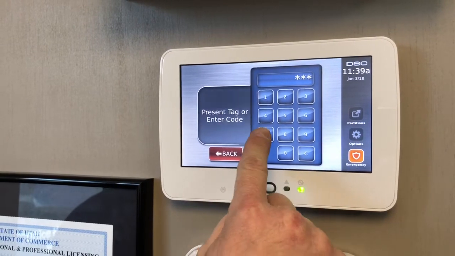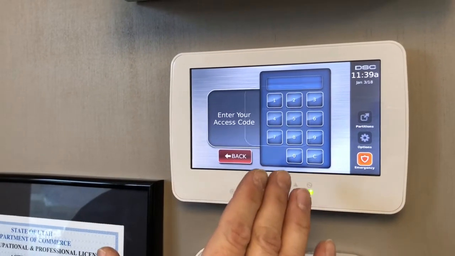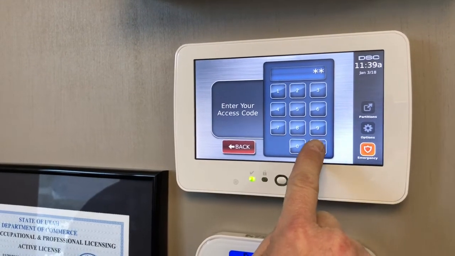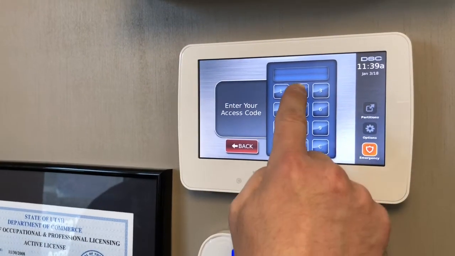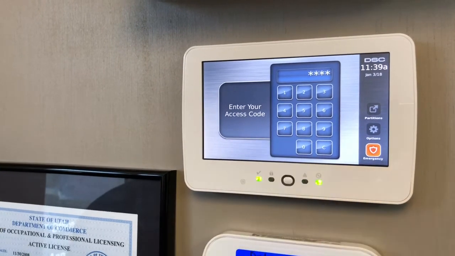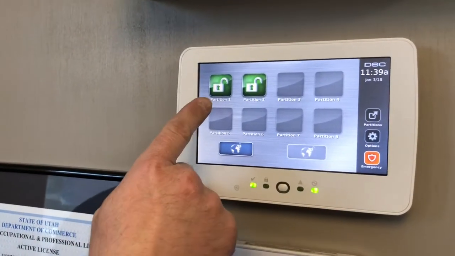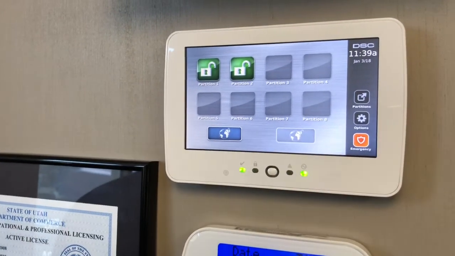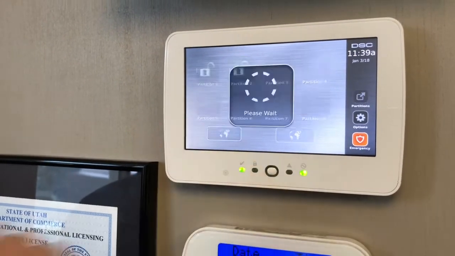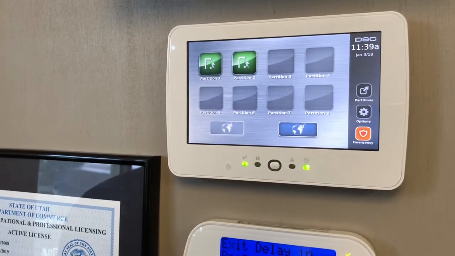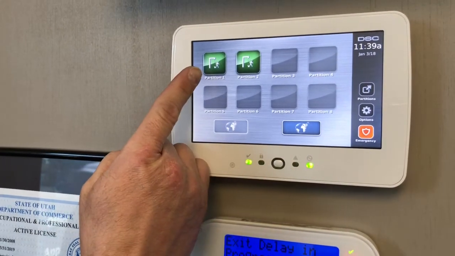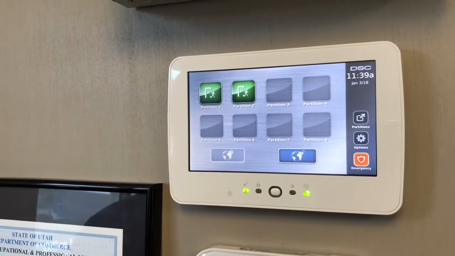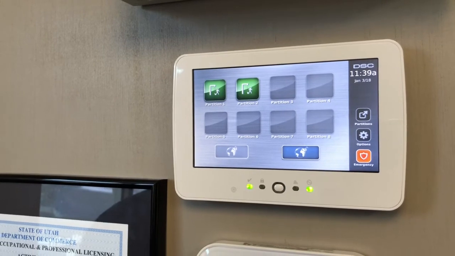If I, for example, think that I've put my code in incorrectly and I want to clear it, this little C clears your code and you can start over again. So I will punch in my 4-digit code correctly this time. Now I have a green unlocked button on my partition 1 and my partition 2. I could globally arm those and it will arm both of those partitions. This little man running away from the opened door symbolizes that it is arming. It is not yet armed, but it is arming.